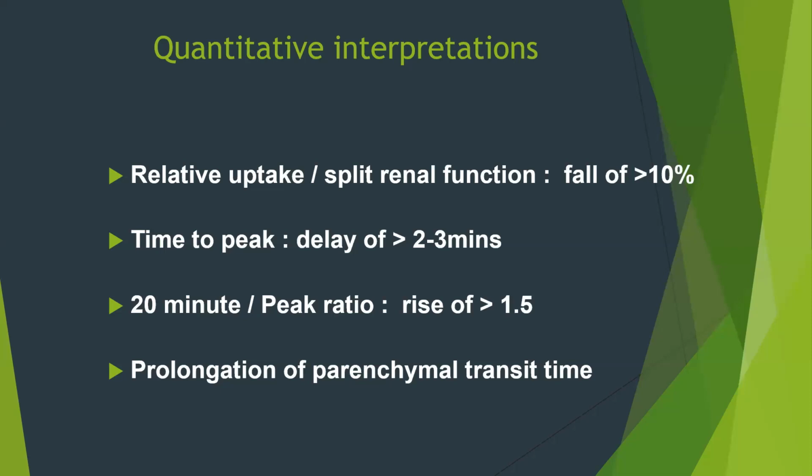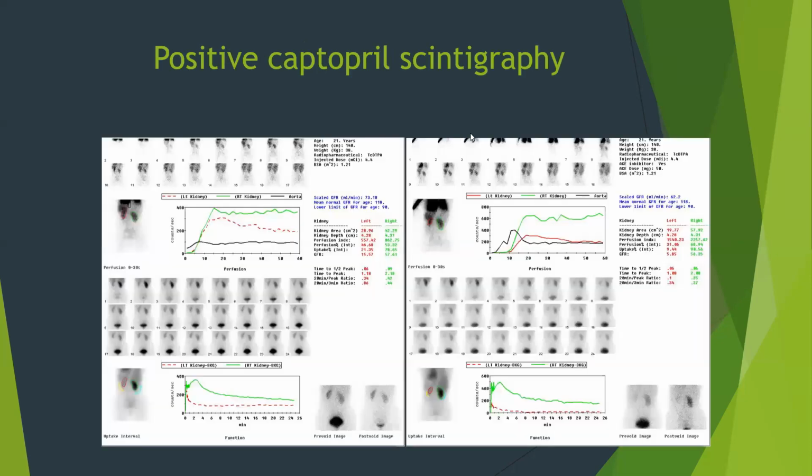If there is a fall of more than 10% after administration of captopril, or if the time to peak is a delay of 2 to 3 minutes, or 20-minute to peak ratio, there's a rise of more than 1.5, or there is a prolongation of parenchymal transit time, this favors high probability of there being hemodynamically significant renovascular hypertension. So this is what a positive captopril scintigraphy looks like.